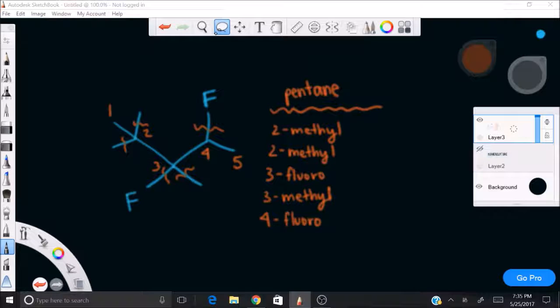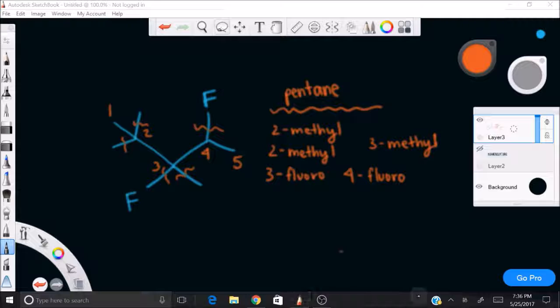Afterwards, I arrange the like groups together just to make it easier, and I then continue to name the molecule. Now, what you want to make sure of is that you are alphabetically correct. Numerically, it doesn't matter in this example.